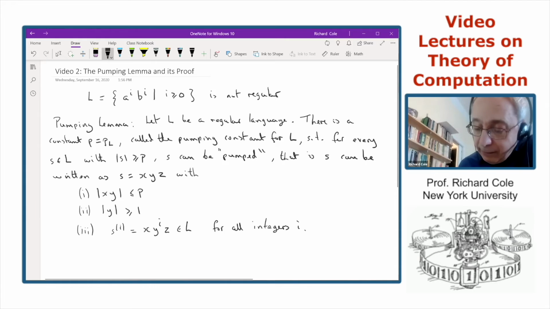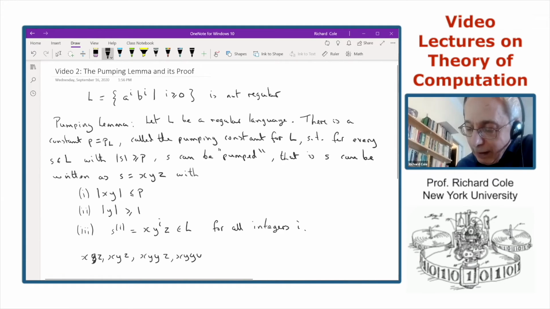So what this means is that XZ, XYZ, XYYZ, XYYYZ, and so on are all in the language L. And of course, XYZ is the original string S, so of course it's in L. All right, what I'm going to do now is show you a proof, and then I will show how to use the pumping lemma to show that languages like this particular L are not regular.